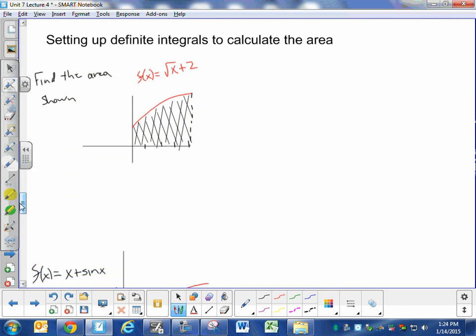Okay, I could give you the picture, and you should be able to find the area now by setting up the integral and then using the fundamental theorem of calculus. And this is from 0 to 4. That's F.